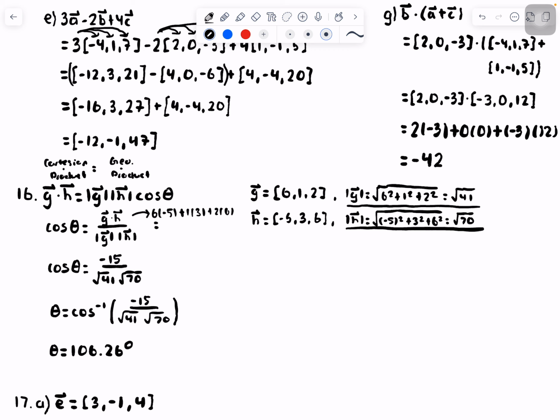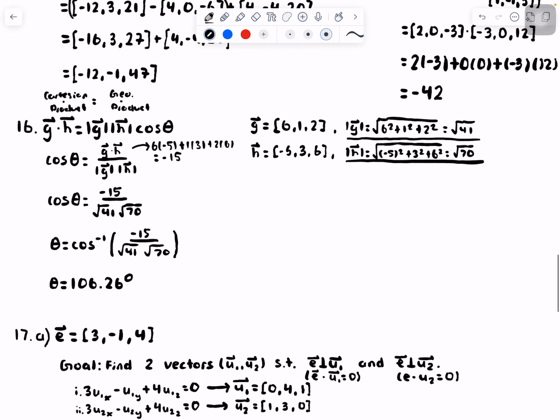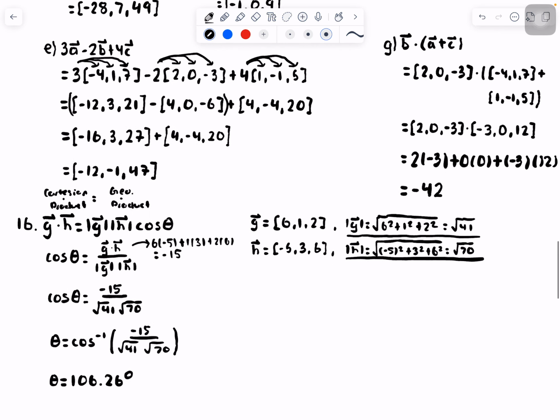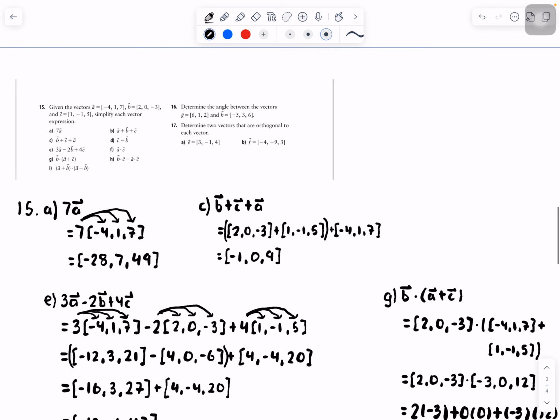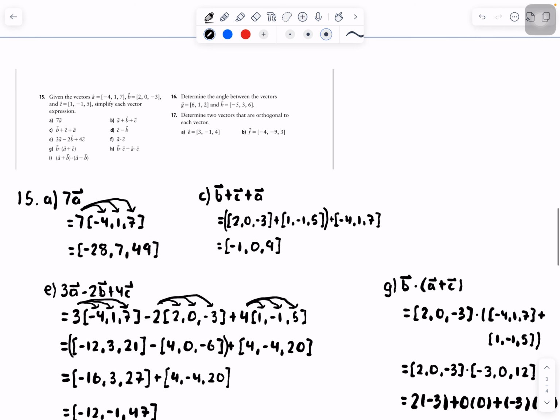Which equals, I have it right there, but I'll just do it again. 6 times negative 5 plus 1 times 3 plus 2 times 6, you get negative 15. Lovely, and that's what I see here. Then I had the magnitudes, and then I'm just isolating for theta using the cosine inverse. And I get 106.26 degrees. Perfect. Okay, final question. Question 17 asks us to determine two vectors that are orthogonal to each vector.